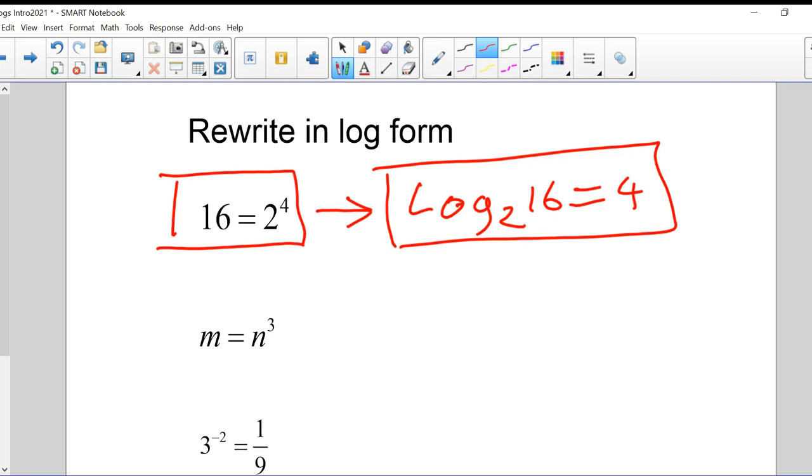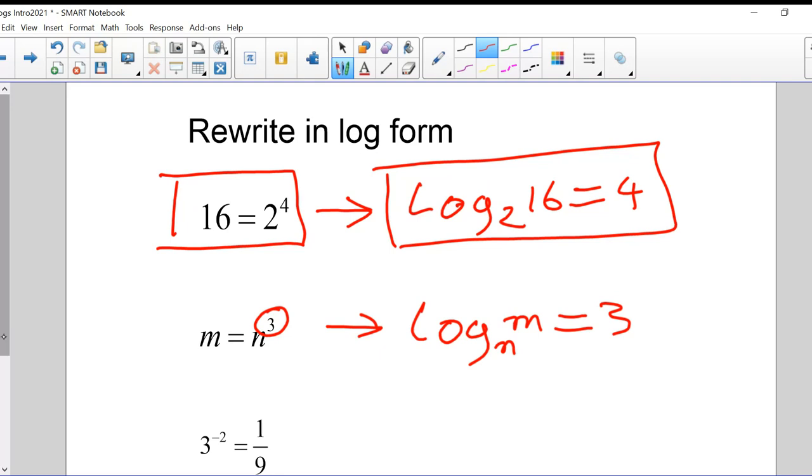All right, let's get to the next one. Now, this one is just a simple variable. m equals n to the power of 3. Now, remember, what base should we be dealing with? Well, base n, the base of this power right here. So this should be the log base n of m is equal to 3. Again, just remember the exponent is what you're going to set your log equal to every time. The exponent here was 3. So the log base n of m is equal to 3.